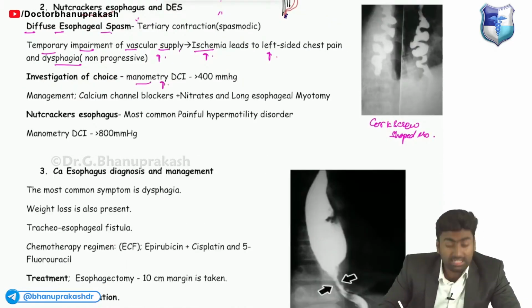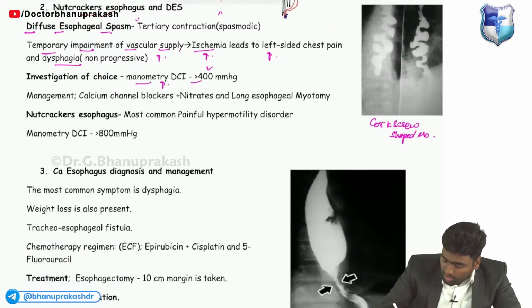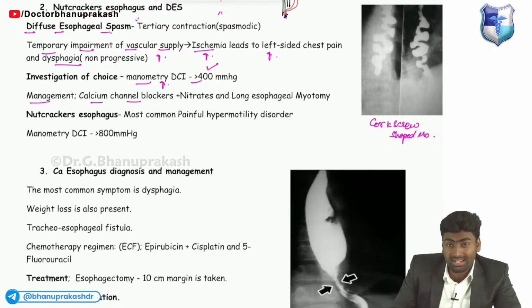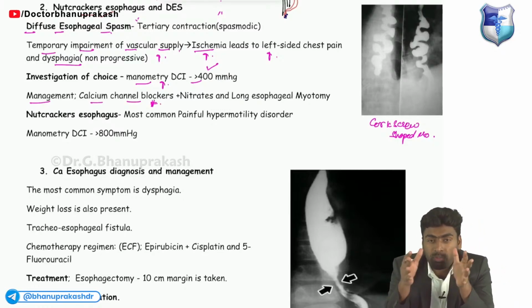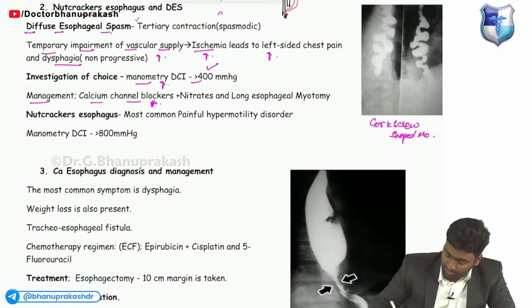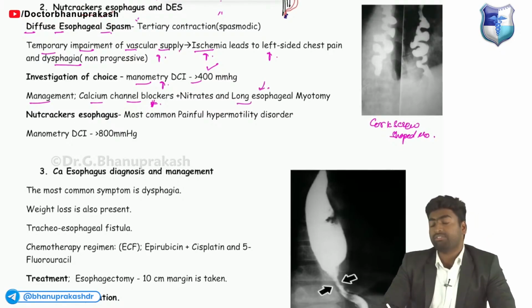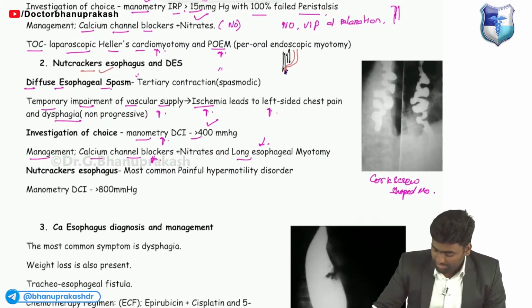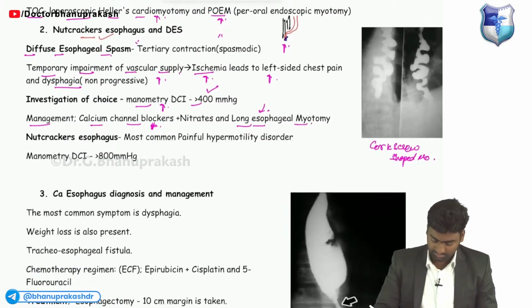Here also we'll use manometry to measure the pressure. Here the DCI will be more than 400. Okay. Then the management here is the same. The muscle is contracting, so we'll remove the muscle contraction by blocking the calcium channels, and we'll open the esophagus by giving nitrates. Fine. In the later part, surgically, in the case of achalasia cardia we did a small myotomy, whereas here we'll do a long myotomy.